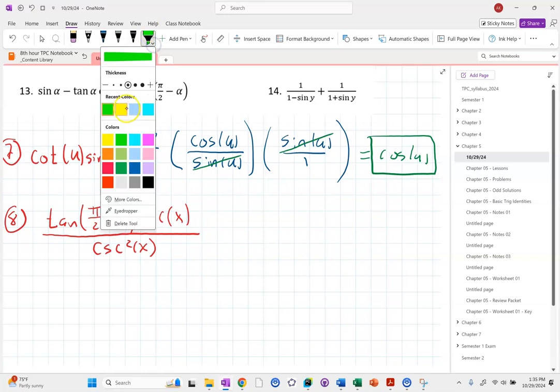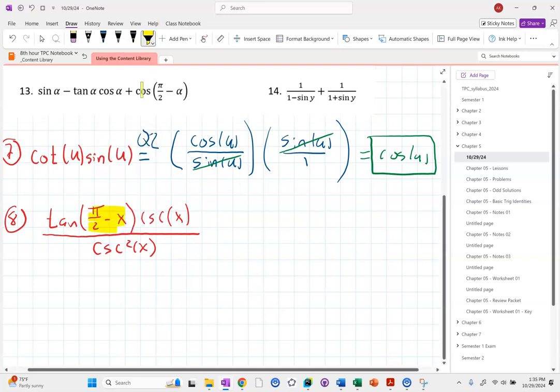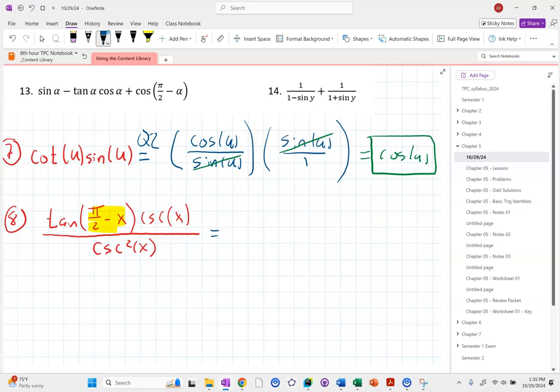So I assume Jamie saw this pi over 2 minus x in there and said, okay, I can do a cofunction. Which cofunction are we going to do? Would you have to do one that has tangent in it, or one that has CSC? You want the piece that has tangent of pi over 2 minus x. So would you do C3? I would do C6. C6.